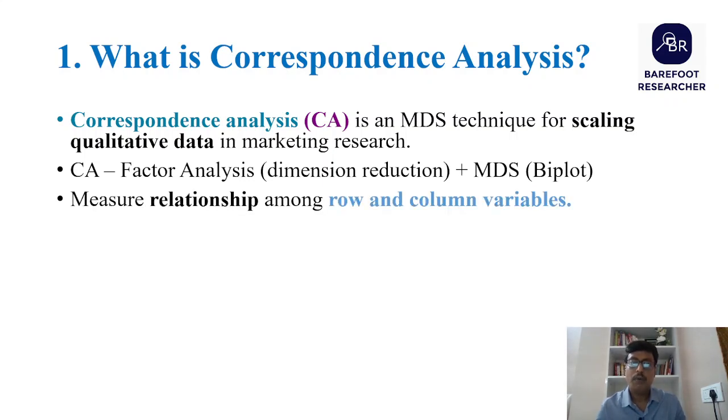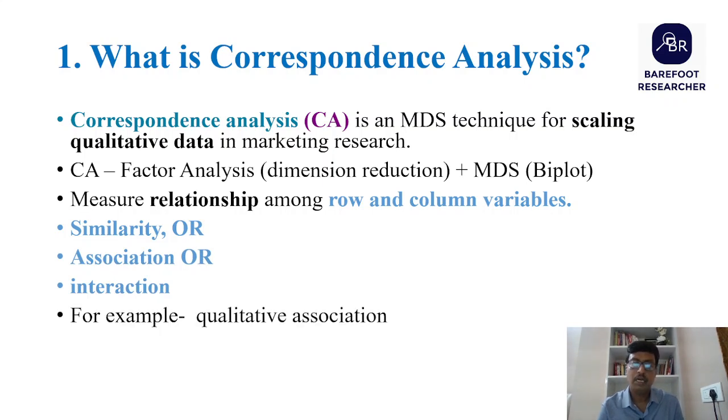Essentially, in that two-dimensional plot we consider row and column variables. There are column variables, say certain brands, and rows, certain attributes. We try to compare the relationship among them. It could be a relationship in the form of similarity, association, or interaction. For example, if we consider rows as brands, then columns can be personality traits. Let's see how it looks.